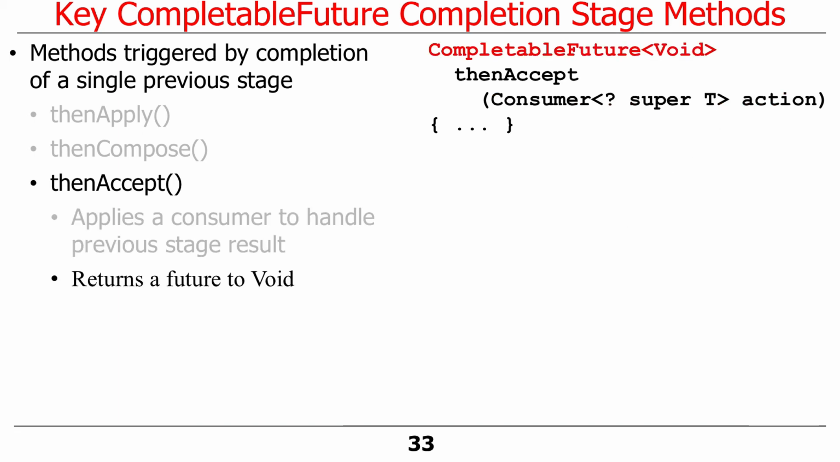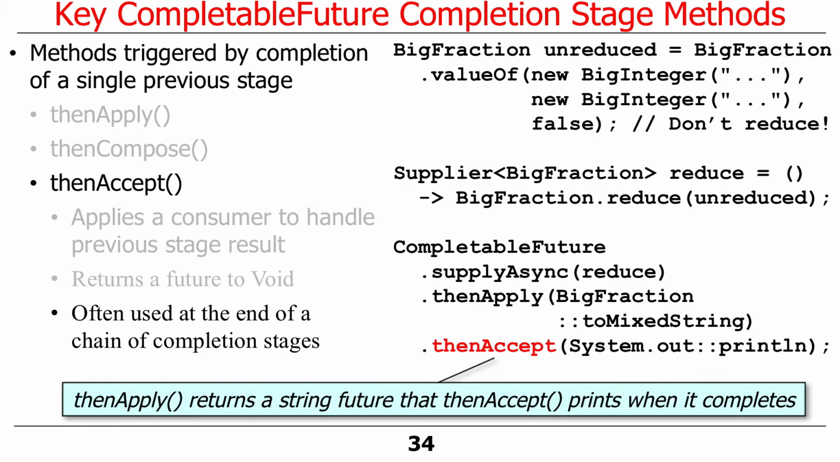Something went wrong with my font, switched. So it returns a future to void. That just means that there's no return value that comes back. So what that's saying is we're going to have a side effect here. And this is often used at the end of a chain of completion stages to call a method that has some kind of side effect.